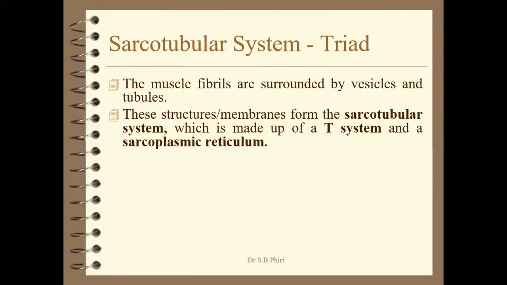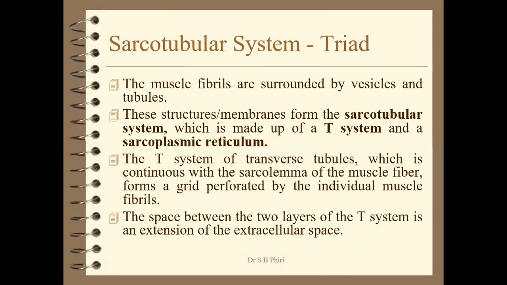T stands for transverse tubule system, and the other part is the sarcoplasmic reticulum. The terminal cisternae or the sarcoplasmic reticulum form membranes that contribute to the sarcotubular system. The T system or the transverse tubules, which is continuous with the sarcolemma of the muscle fiber, forms a grid perforated by the individual muscle fibrils.